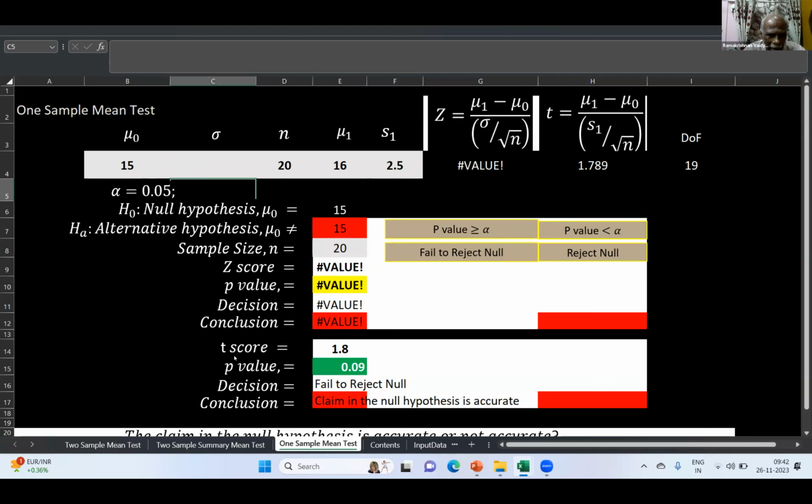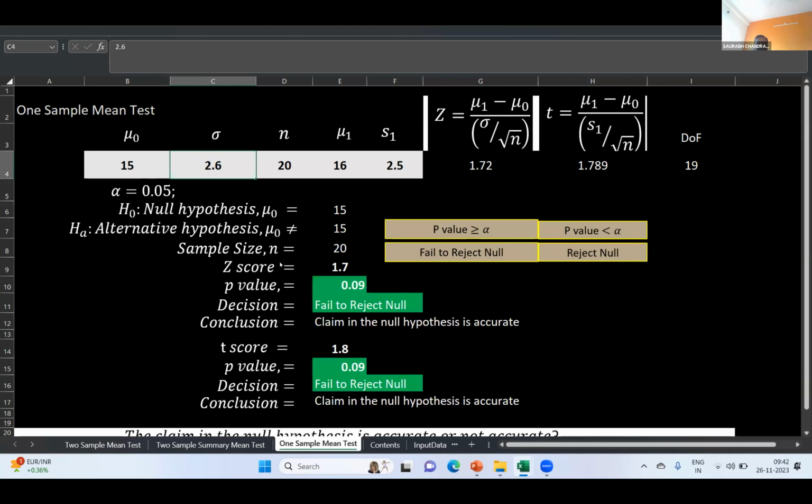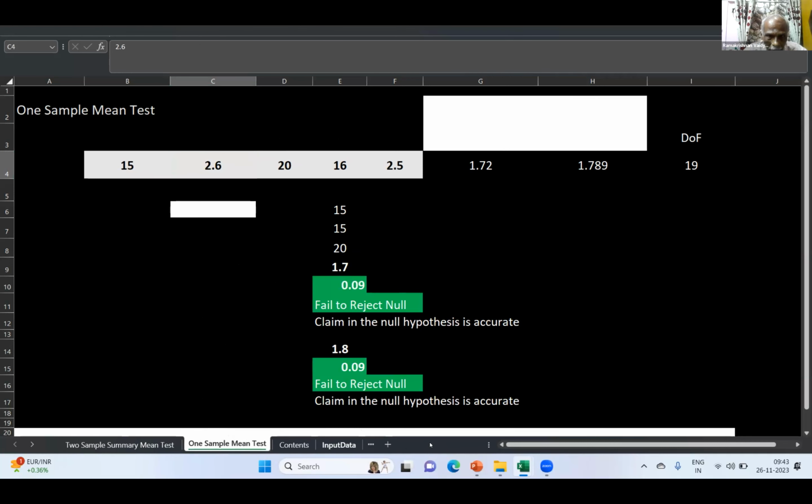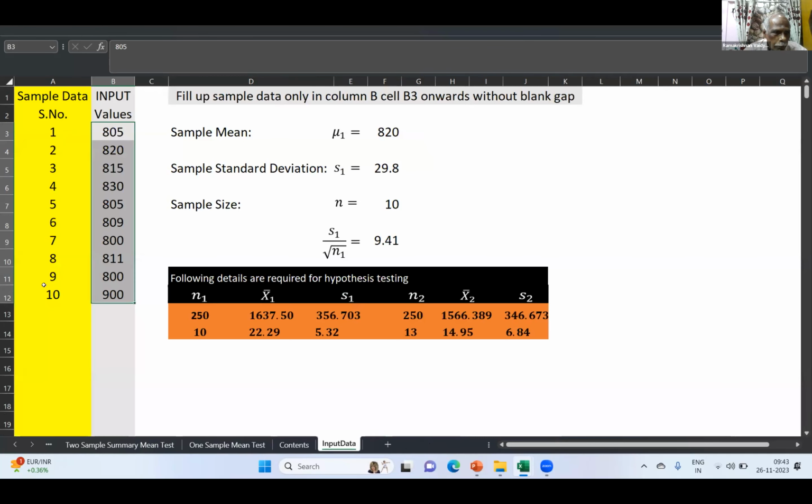Therefore, I can't do the Z test, but I can do the T test. Understood? I can do the T test. Therefore, the T test is called an approximate test. And if I know the population, I will do the Z test. Degree of freedom is n minus 1, that is 19. You can take these n samples and go to the data. Input data is there, no? Here, see, I put the 15, I'll put some values. Control C.